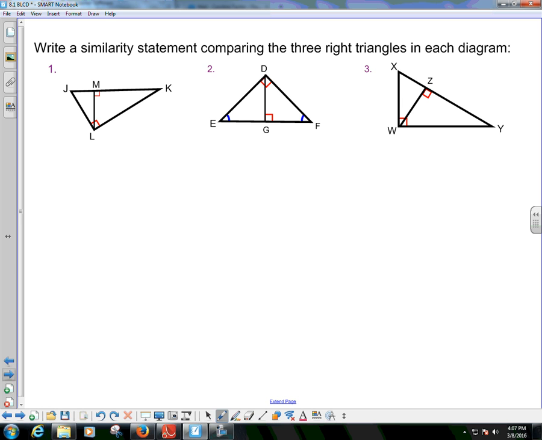So I'm going to look at my big triangle, and once again, I'm going to start at my right angle. I'm going to go across my short side, and then across my hypotenuse. So for my biggest triangle for number one, I'm looking at triangle L, across my short side to J, and my hypotenuse to K. That is similar to triangle, and I'm going to go to my smallest one. Angle M is my right angle. So I say triangle M, across my short leg to J, and then across my hypotenuse to L.